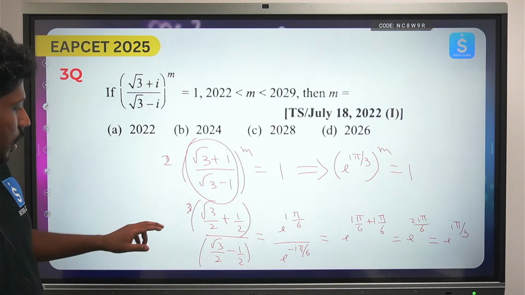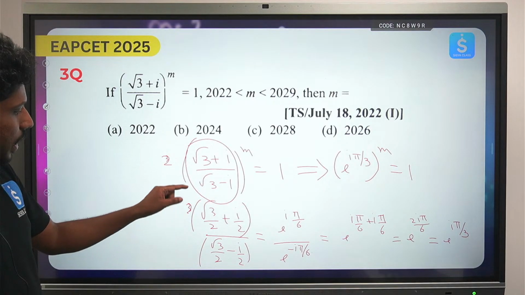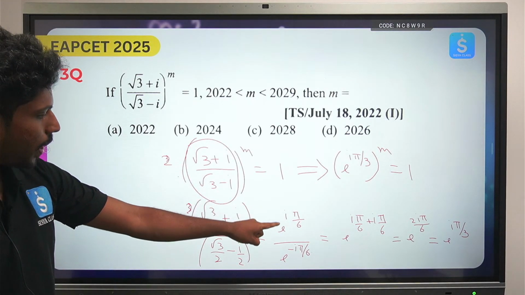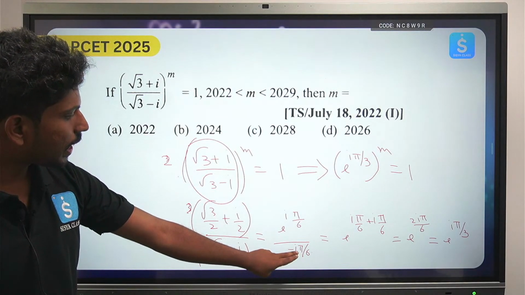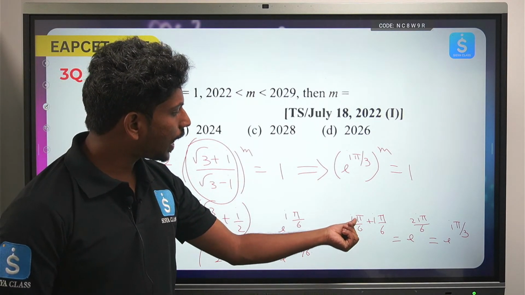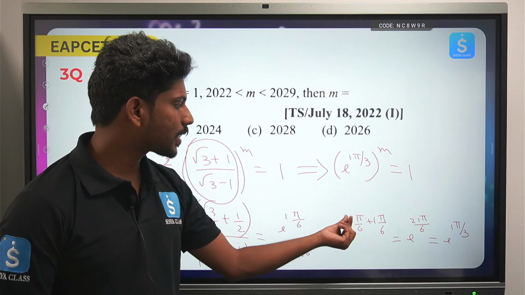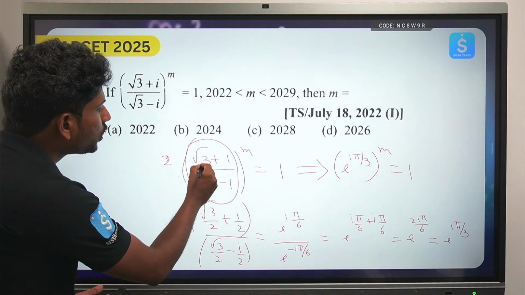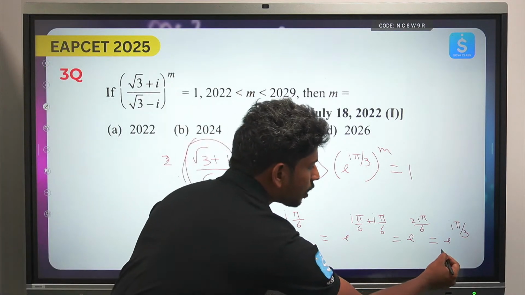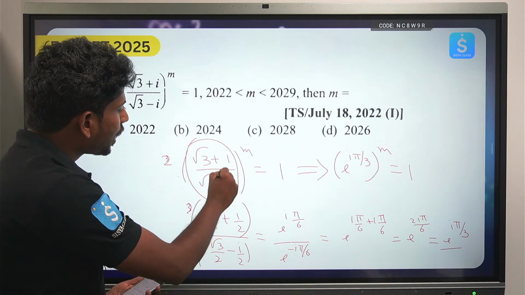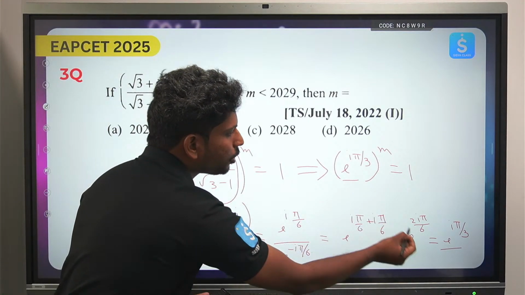Okay, see here, I hope till here it's clear. This is the first step. e power I pi by 6 by e power minus I pi by 6, I have taken minus I pi by 6 into the numerator, then I have got I pi by 6 plus I pi by 6, that is 2 I pi by 6, then I got e power I pi by 3. On solving the whole (root 3 plus I) by (root 3 minus I), the value I got is e power I pi by 3. In place of (root 3 plus I) by (root 3 minus I), I am just substituting this value.